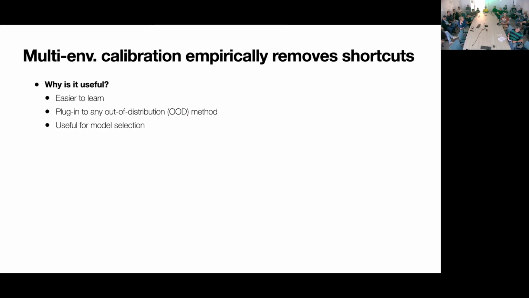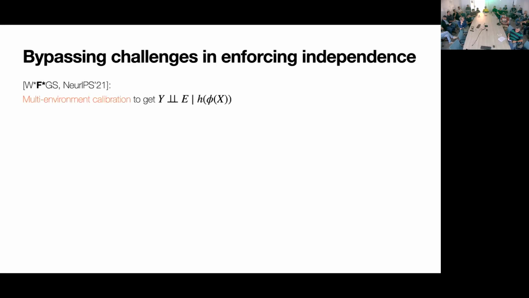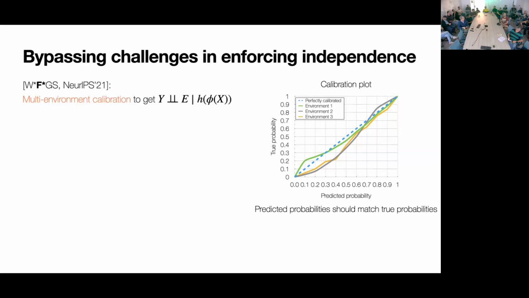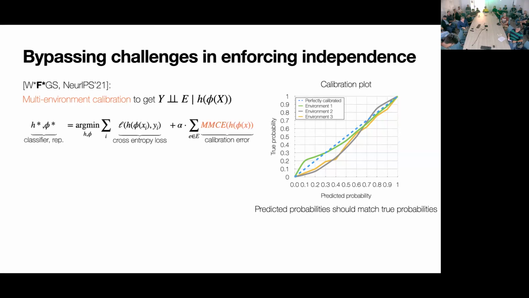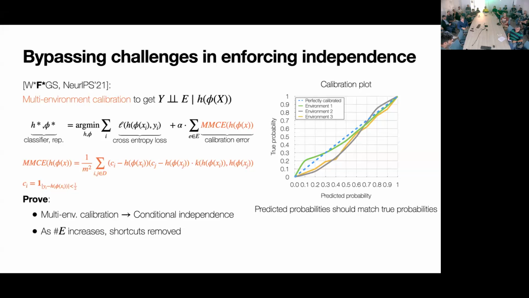Question. It seems like it's related to notions of fairness when you try to calibrate on the same groups. Do you need to identify the environments by yourself beforehand?